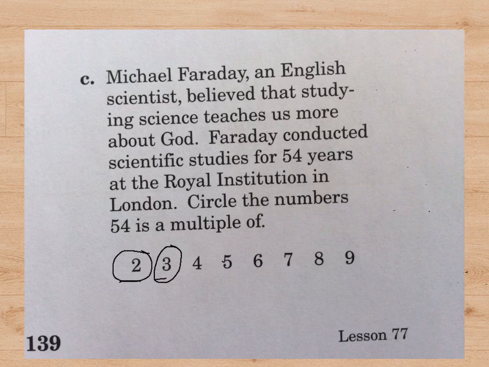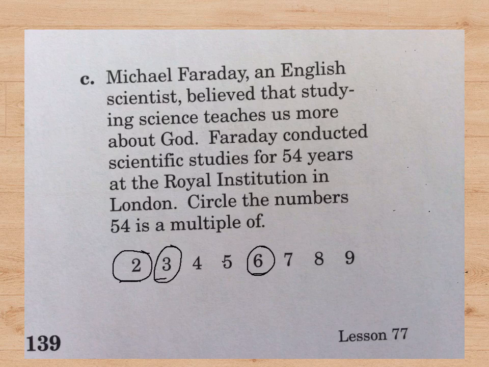Let's look at 6 now. Well, we all know what 6 times 10 is. 6 times 10 is 60. Now, if you did 6 less, what is 6 times 9? 6 times 9 is 54. So looking at that, we know that 6 times 9 is 54, so 6 is a multiple of 54.